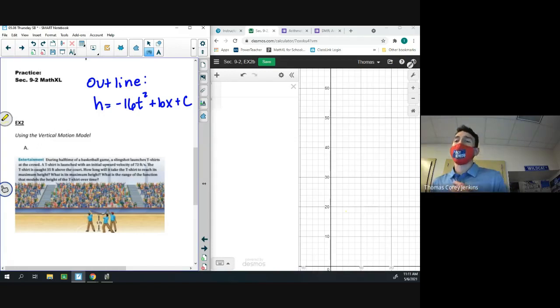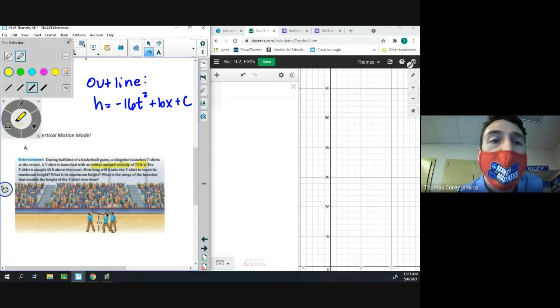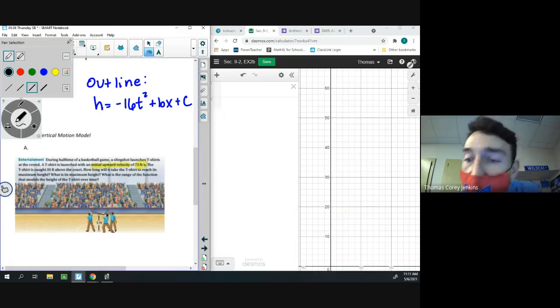Perfect. Very good. All right. So here is basically how you build your equation. This is the information you need to take from that. Okay. So its initial upward velocity, that's going to be your b value, right? So 72, and you wouldn't have known that. I'm just telling you now. Okay. But that is going to be your b value. So we're going to say b equals 72.